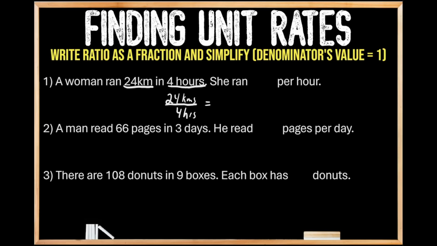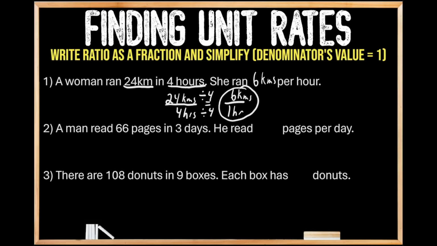So in order for us to write a denominator of 1, we're going to have to divide our 4 hours by 4, and that's going to give us how many kilometers she ran in 1 hour. But we do need to keep this fraction equivalent, meaning that we need to do the same thing to our numerator up top that we did to our denominator. So we also have to divide our numerator up top by 4 in order to tell us how many kilometers she ran in 1 hour. And when we divide 24 by 4, we get 6, so that means that she ran 6 kilometers per hour.